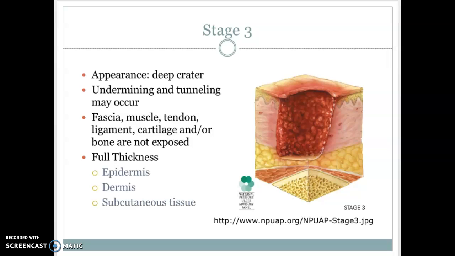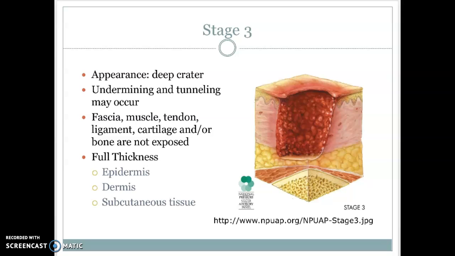We get to stage three, now there's depth. There's a crater, there's undermining and tunneling. You might be looking at, say, the size of a dime, that coin. That's the opening that you're looking at. Often, what you can't see visually is that the hole goes deep and maybe extends to the left side or the right side.